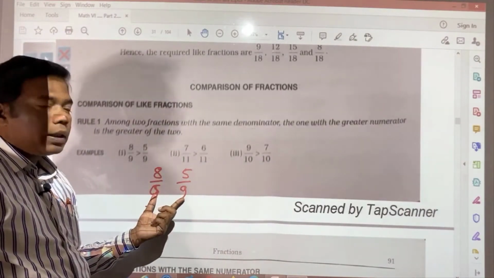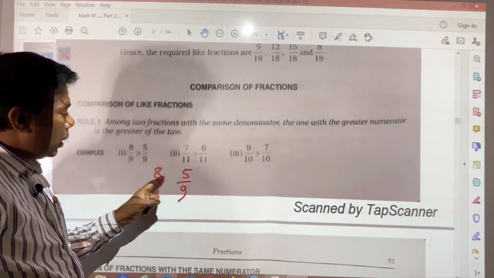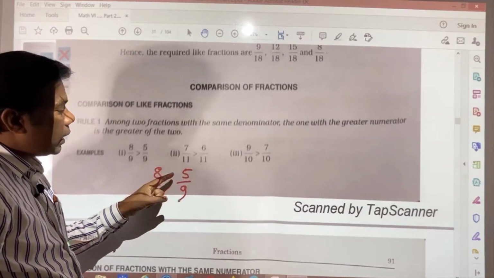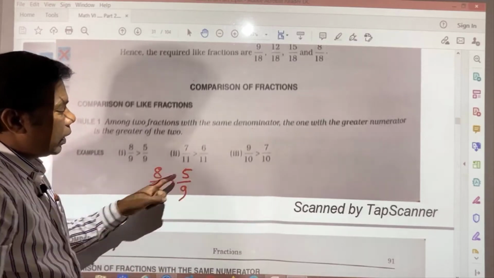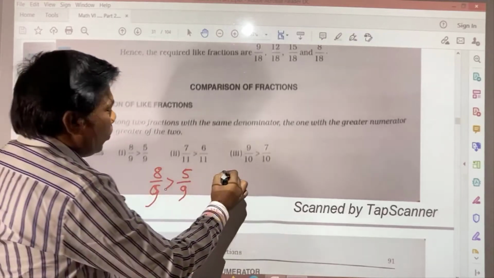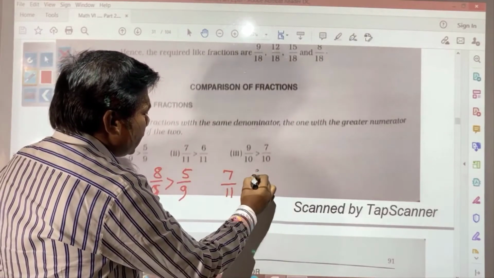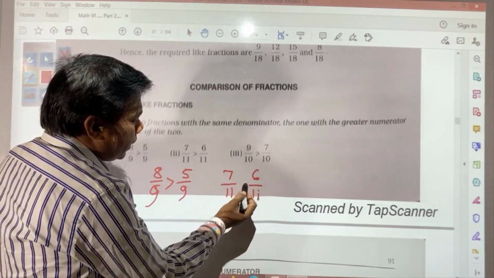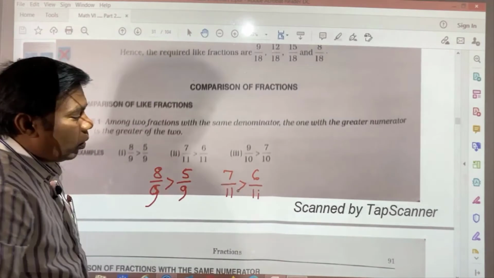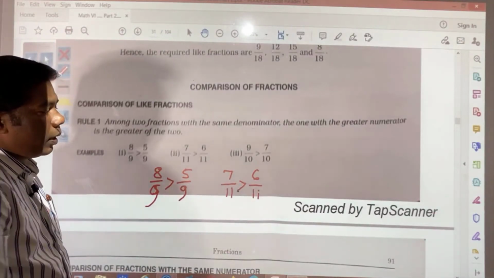If denominators are equal, you need to compare the numerators. So if 8 is greater than 5, then the fraction 8 by 9 will be greater than 5 by 9. In the same way, 7 by 11 and 6 by 11 you have. Then 7 is greater than 6, so 7 by 11 also will be greater than 6 by 11.